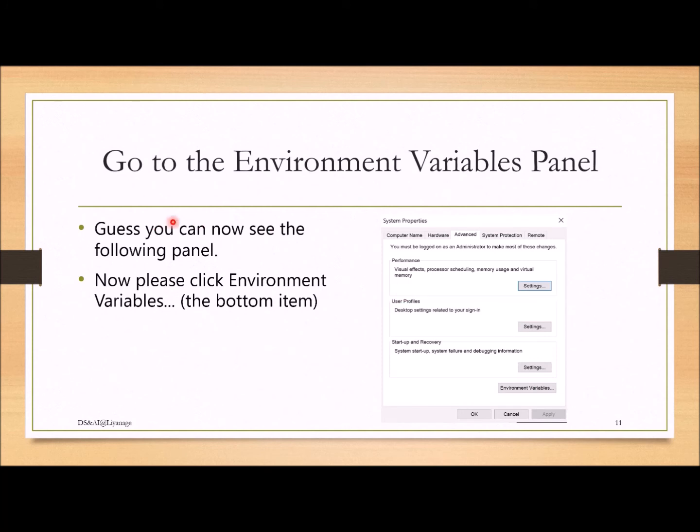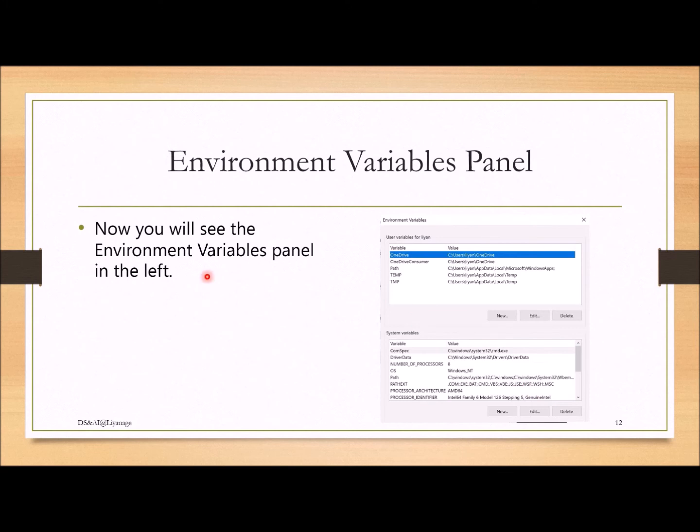So go to the environment variables panel. So once you click, you get this kind of a panel. Yes, you can see this kind of panel on your screen. And now please click the environment variables, which is at the bottom here. So this is the environment variables panel. There are some other things, but it is on the advanced tab here. So press environment variables. So once you press there, you can see there is the environment variables panel. You can see this one with user variables for me and system variables down here.